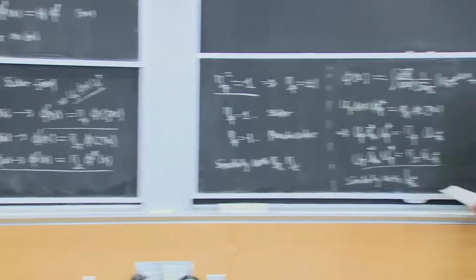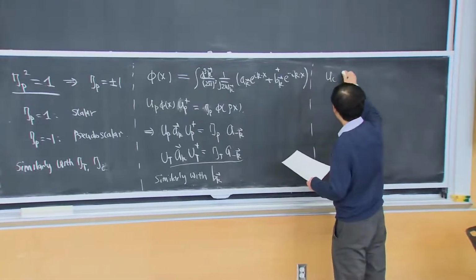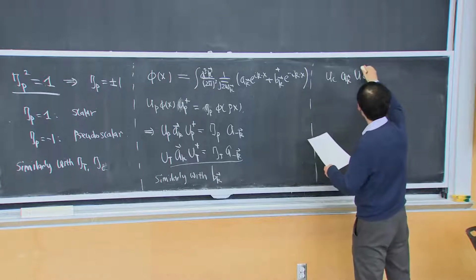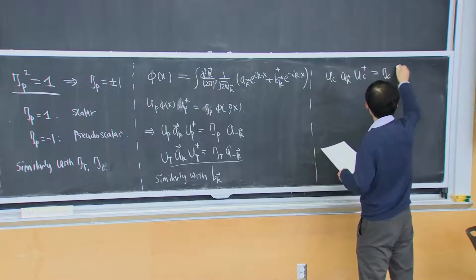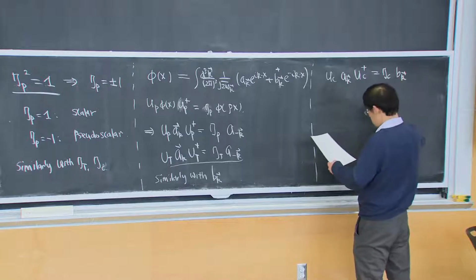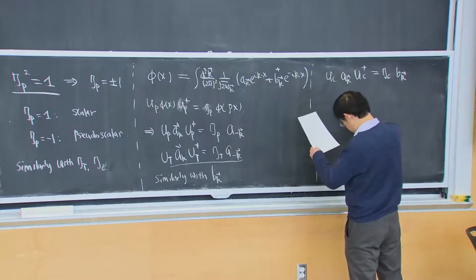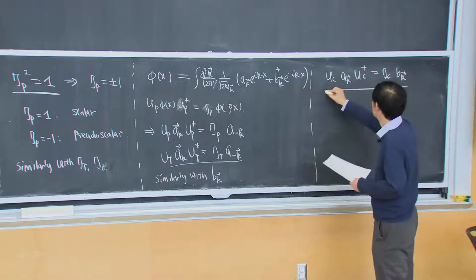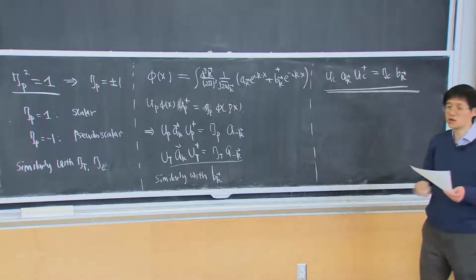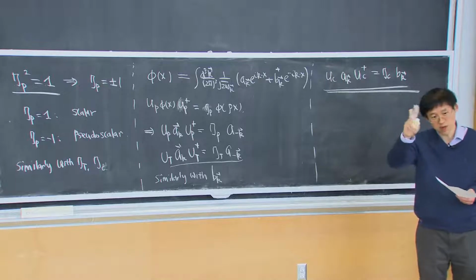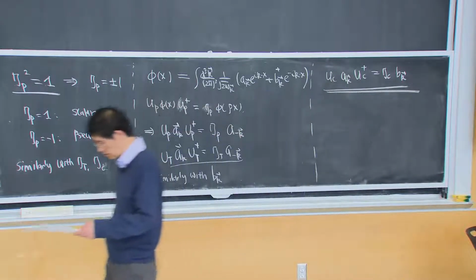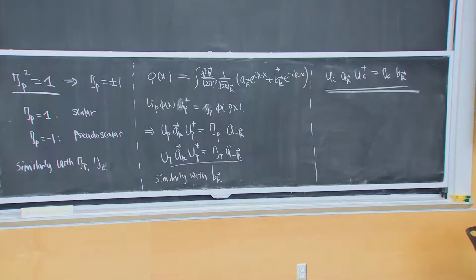So the charge conjugation takes a_k dagger equal to eta_C b_k dagger, and similarly takes the other one. So you see that what this charge conjugation does is to exchange particle and antiparticle. Okay, exchange particle and antiparticle. Good. Any questions on this scalar field?